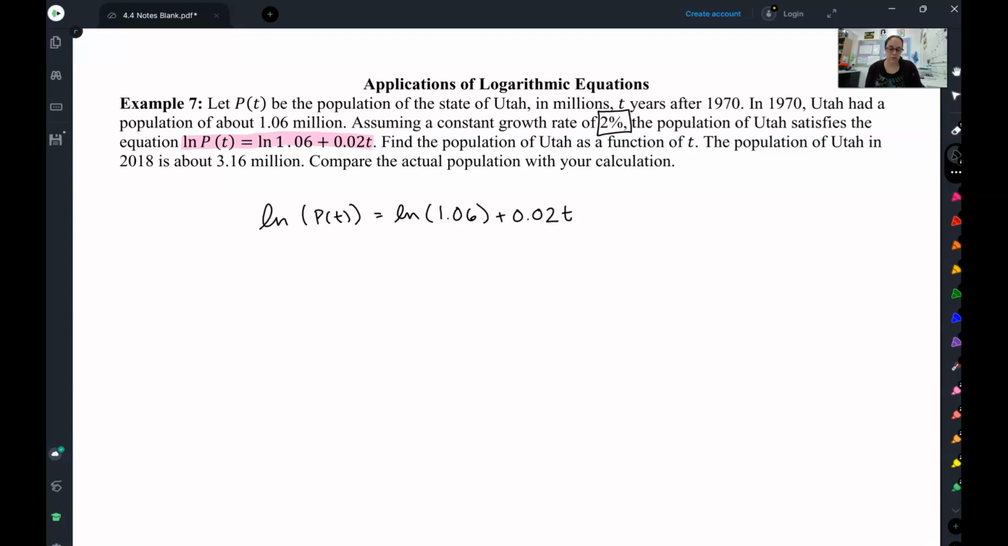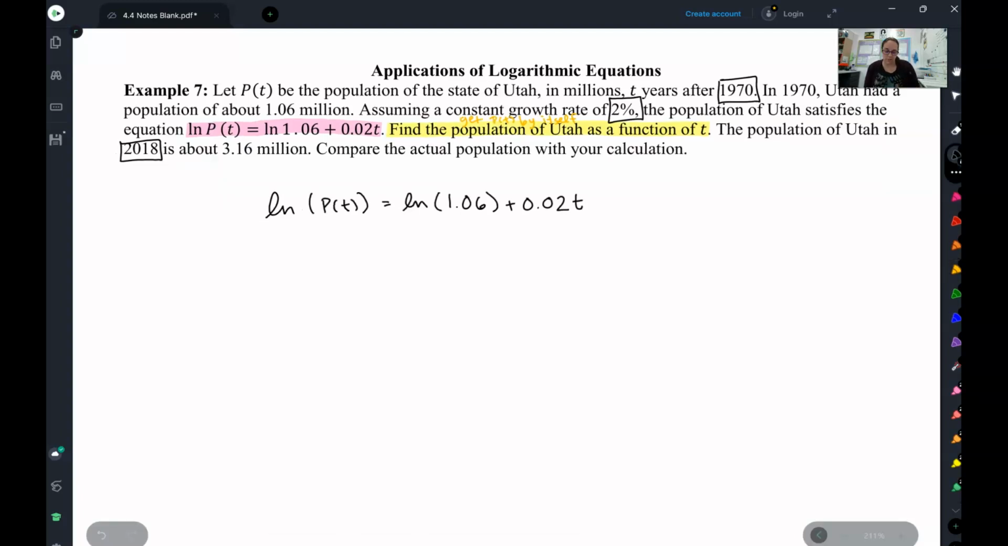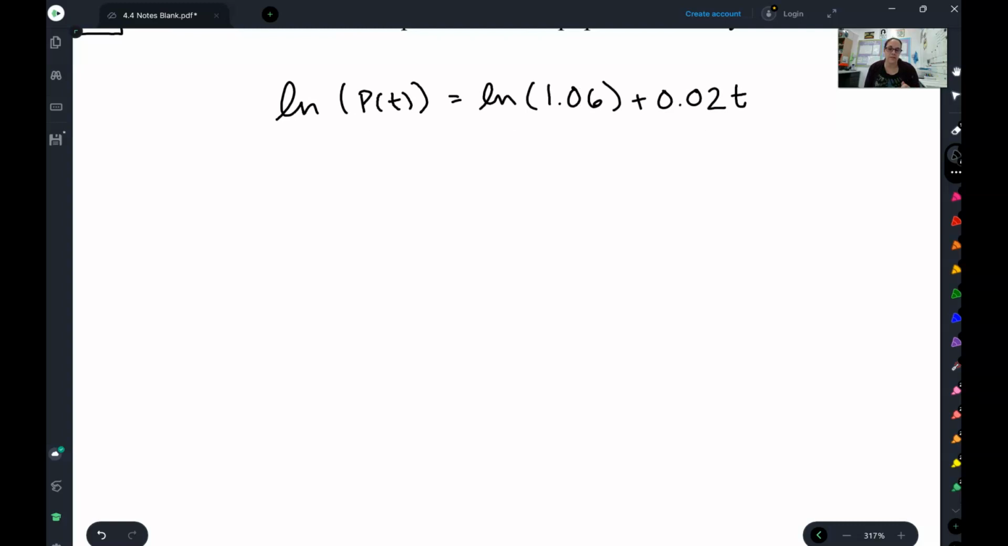Now, this equation does start in 1970, and we're going to be looking at 2018. But before we do that, we have this very important line. Find the population of Utah as a function of t. That is basically words for saying get P of t by itself. So to start off, I need to solve for P of t, get it by itself.